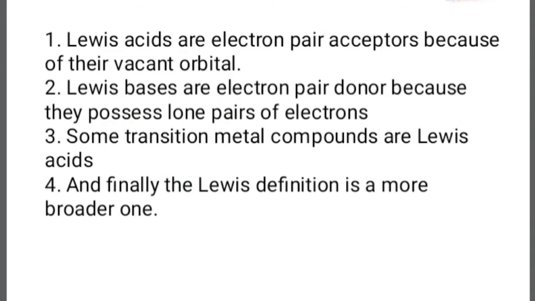Now, in conclusion, we can say that Lewis acids are electron pair acceptors because of their vacant orbitals. Lewis bases are electron pair donors because they possess lone pairs of electrons. Some transition metal compounds are Lewis acids. And finally, the Lewis definition is a broader one.